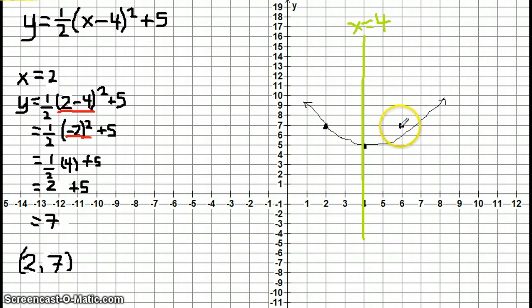Okay, so if I accurately draw this quadratic, I should have something like this. Okay. There we go. Thus ends our sketch of the quadratic.